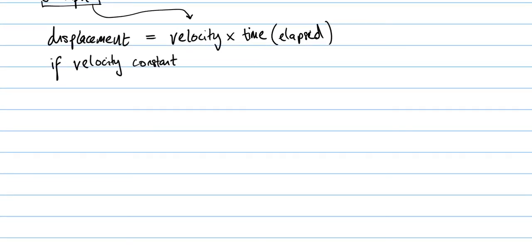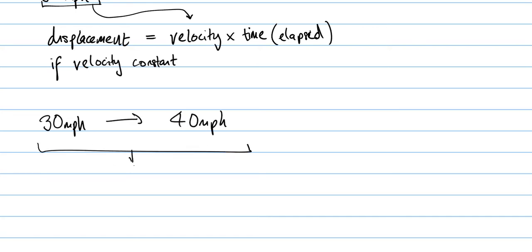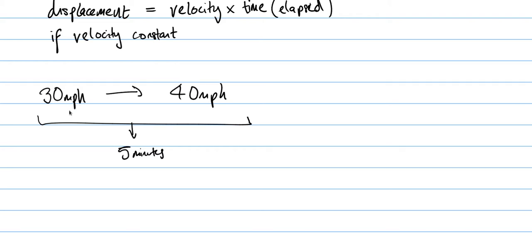Okay, so then that begs the question, what if we were at 30 miles per hour, but then we went to 40 miles per hour and we made this change over the course of, let's say, 5 minutes? In that 5 minutes, how far did the car go? That's the sort of thing that we're trying to deal with today. Oh, and this is assuming that we accelerated in a linear, constant fashion from 30 miles per hour to 40 miles per hour.